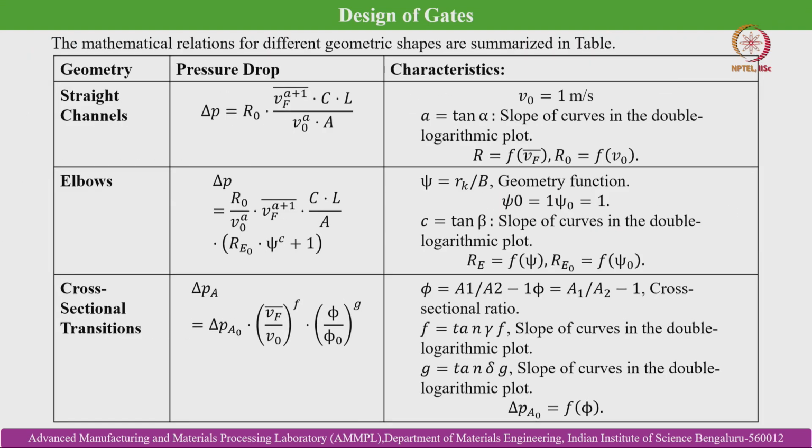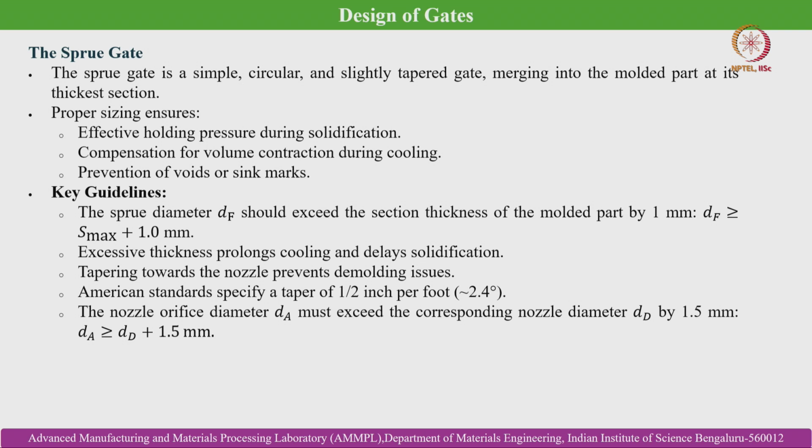Now we will discuss the individual gating systems in a little bit more detail. In case of sprue gate, the sprue gate is a simple circular and slightly tapered gate, merging into the molded part at its thickest section. As we have discussed already, in the sprue gate there is no runner, it directly allows the melt into the mold component cavity, and it does so in the thickest section. So this is basically the geometry of the sprue gate. Here the gate is directly connected to the component and it is connected to the thickest cross section of the component cavity.